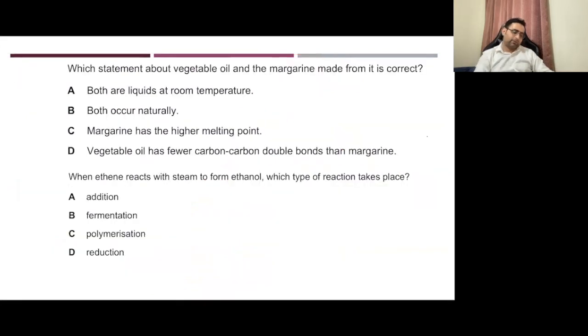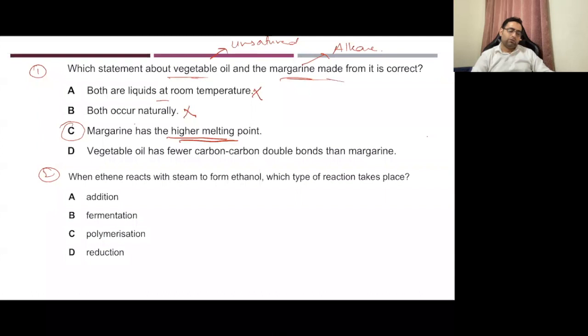Now move on to question 1 and 2. Which statement about vegetable oil and margarine made from it is correct? Vegetable oil is unsaturated, keep in mind. It has alkene. Margarine is alkane, a saturated hydrocarbon. So margarine has a higher melting point. Yes, margarine is semi-solid at room temperature, but oils are liquid at room temperature. Both are liquids at room temperature? No. Both occur naturally? No. Oils occur naturally, but margarine is synthetic. Vegetable oil has fewer carbon double bonds than margarine? Margarine does not have any double bond. Vegetable oils are polyunsaturated.